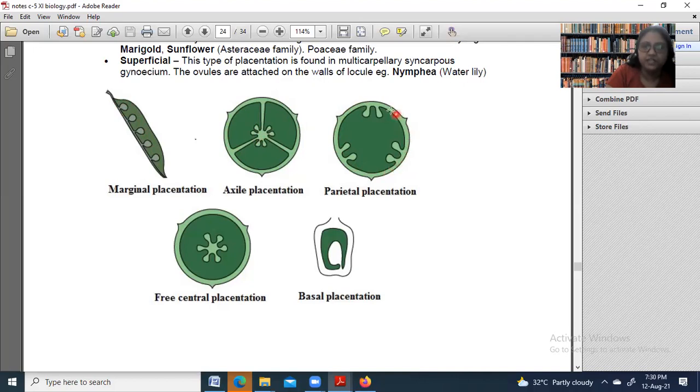Parietal placentation means it is attached with the ovary wall. Free central: if in case of axial placentation these walls are removed, we call it free central. And basal means in single ovary there is single ovule which is connected via placenta. Such thing is known as basal placentation. Have a close look into the image of placentation and tell me if you understood this.